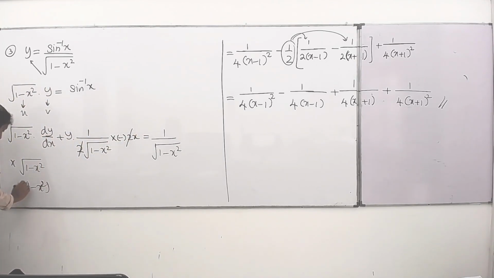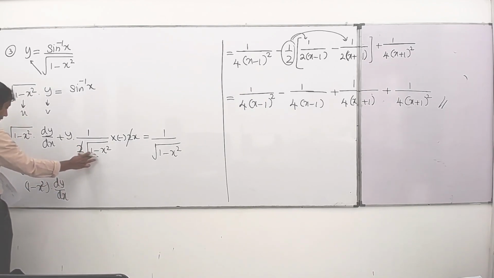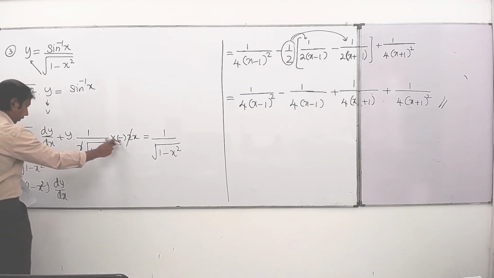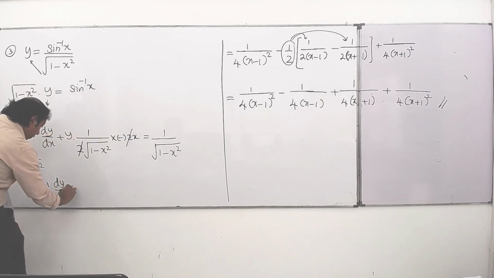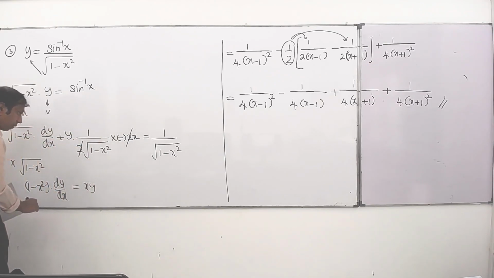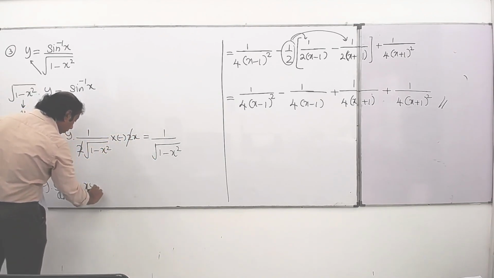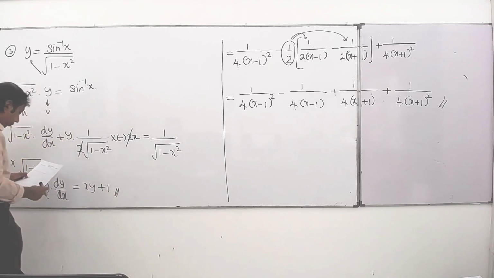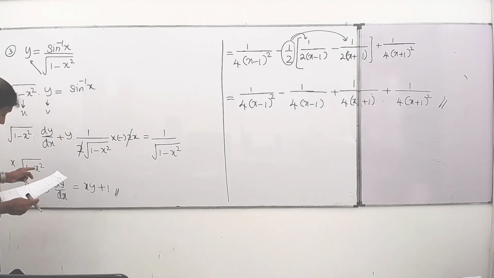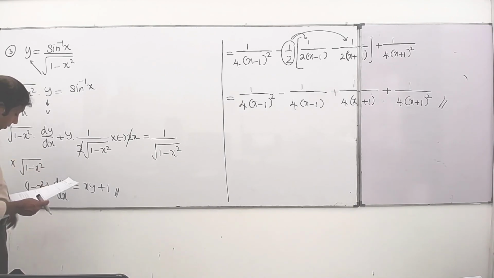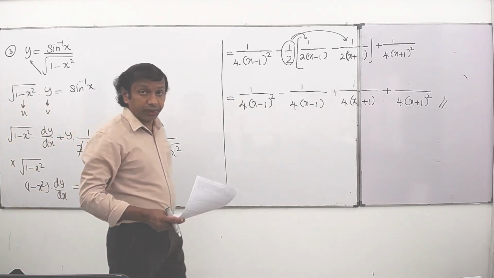1 minus x squared dy by dx. Now we cancel down this and this. When you multiply this by this, these two will cancel off. Minus xy, take to the right hand side, plus xy product. After multiplying this by the same thing, that two will cancel off and give 1. So 1 minus x squared dy by dx equals xy plus 1. That means 1 plus xy, correct.